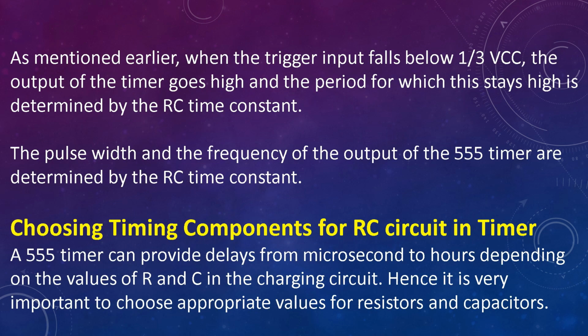As mentioned earlier, when the trigger input falls below 1/3 VCC, the output of the timer goes high and the period for which it stays high is determined by the RC time constant. The pulse width and the frequency of the output of the 555 timer are determined by the RC time constant. Choosing timing components for the RC circuit in the timer. A 555 timer can provide delays from microseconds to hours depending on the values of R and C in the charging circuit. Hence it is very important to choose appropriate values for resistors and capacitors.